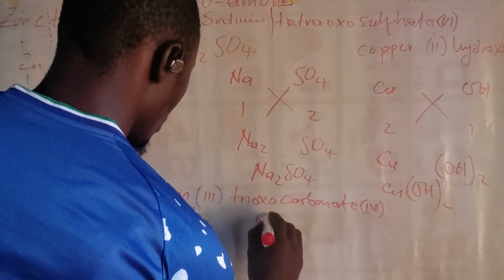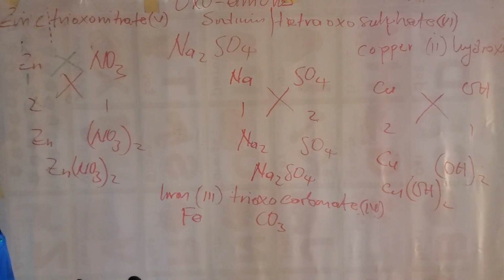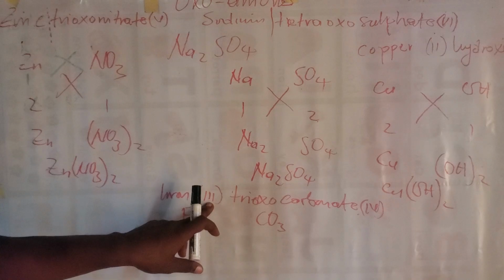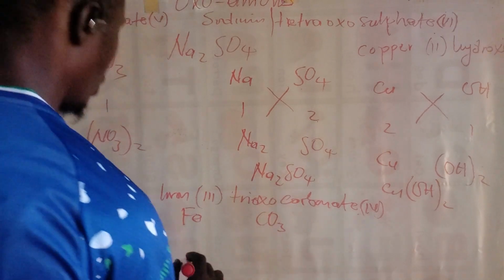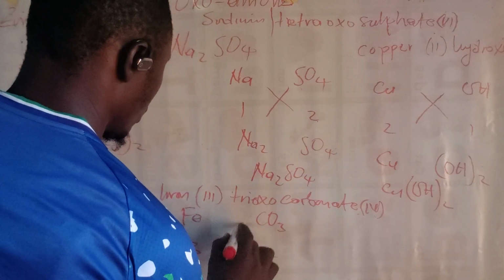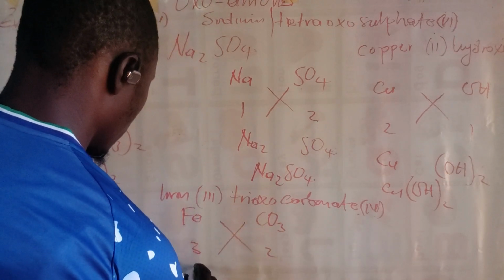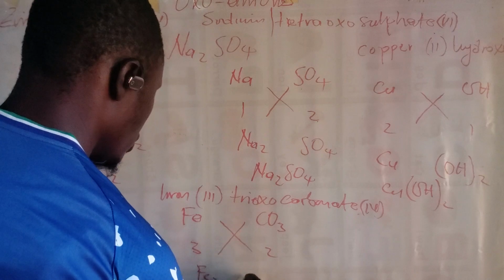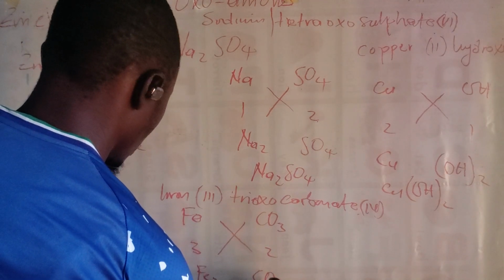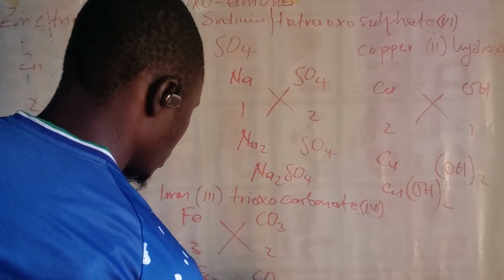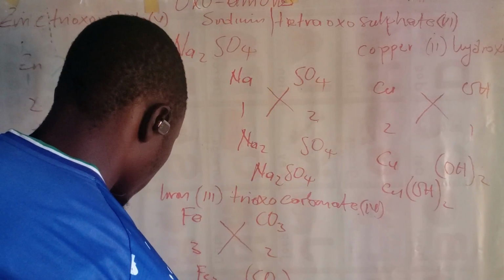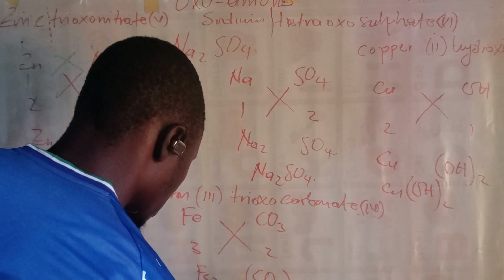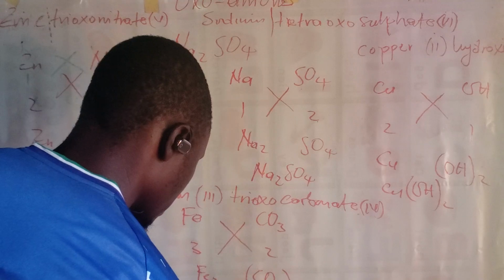So you have CO3. And in this case, since the valency for iron here is 3 and the valency for trioxocarbonate 4 is 2, we have here 3, we have here 2. So we cross multiply, you have Fe2 and CO3 in brackets 3. So when you combine now, you have Fe2(CO3)3.